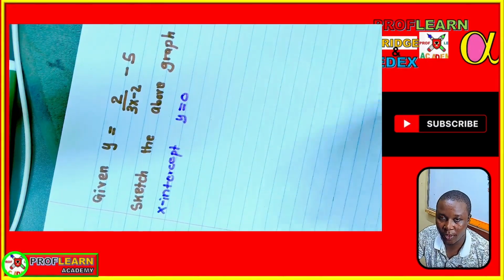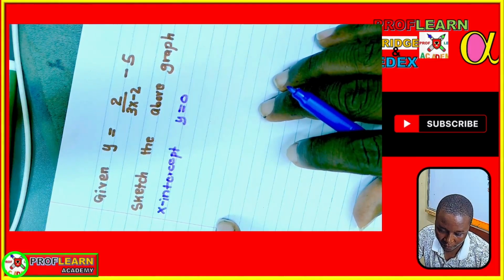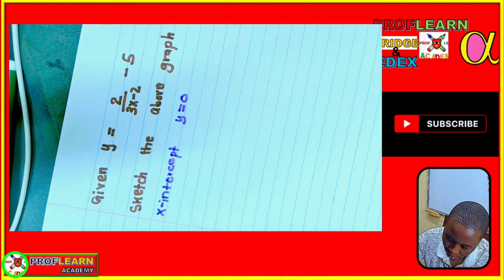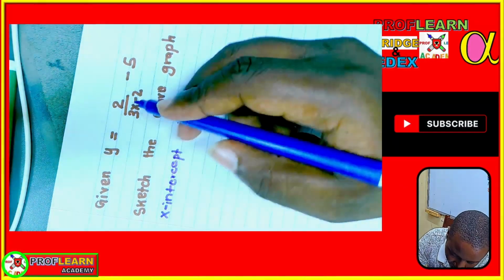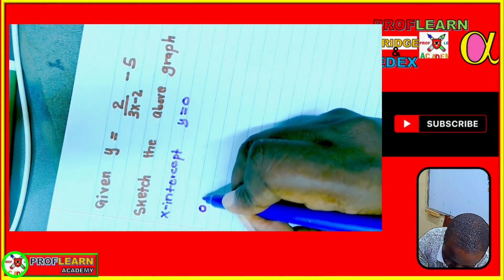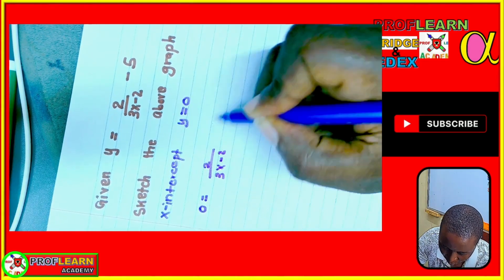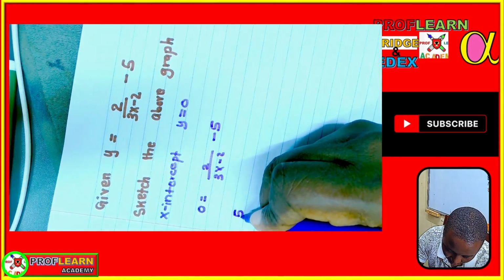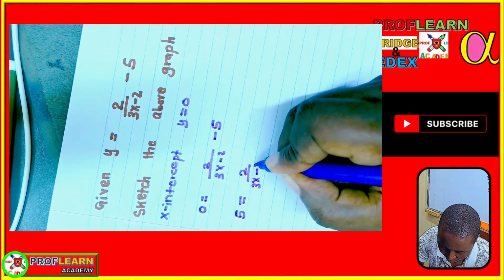So meaning if we want to know where this graph is going to cut the x-axis, we have to say y is equals to 0 at that particular coordinate. So in order to work it out, we are going to substitute there, and anywhere you have y, we shall put 0. So we are going to say 0 is equals to 2 over 3x minus 2 minus 5. Then we shall take 5 on the other side, so this equation becomes 5 is equals to 2 over 3x minus 2.